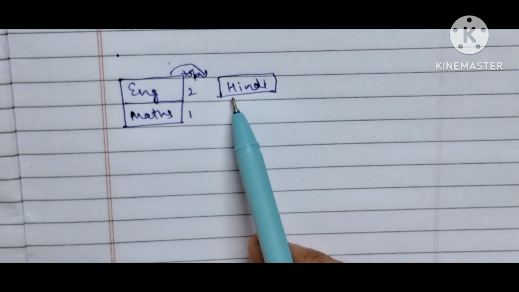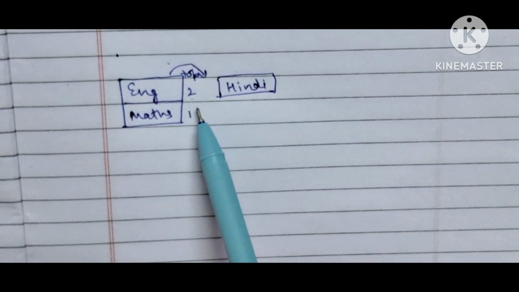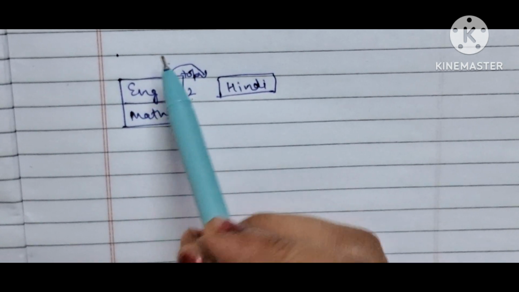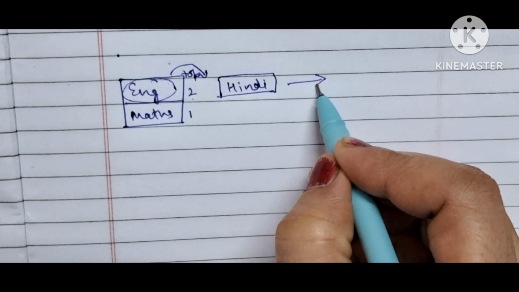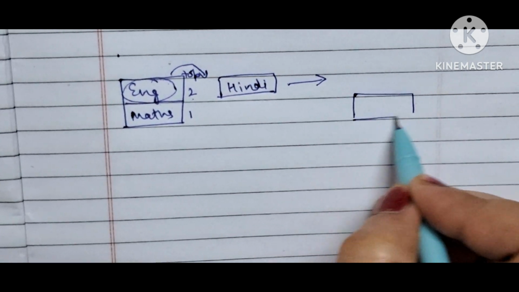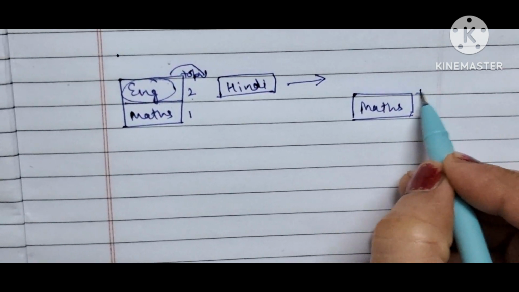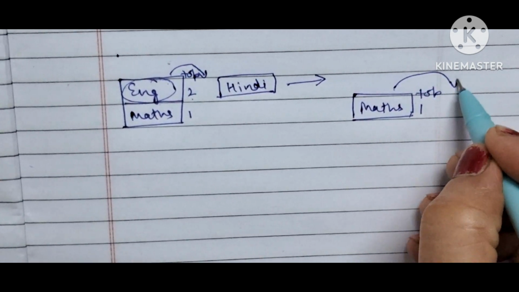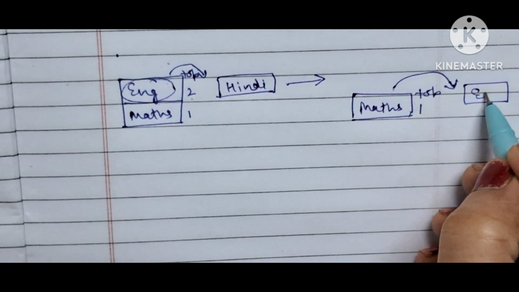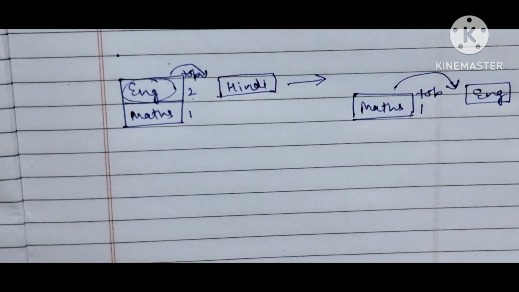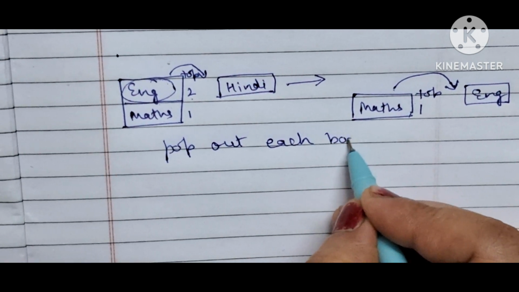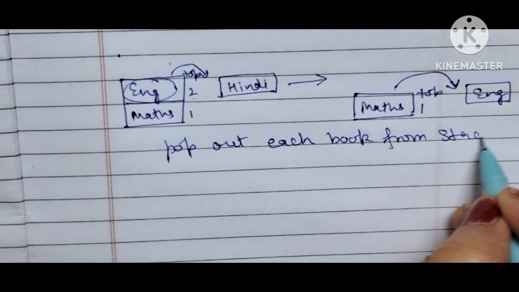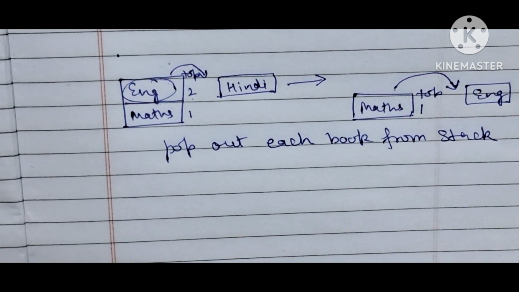For this, now I will remove the Hindi book from the stack and my top pointer will point to value 2, and then I find my English book. So my stack will have only one book and its top value will be 1, and I will take out the English book, which is the targeted book. I have to pop it out from the stack. So in this way the pop or deletion operation will be performed on the stack.